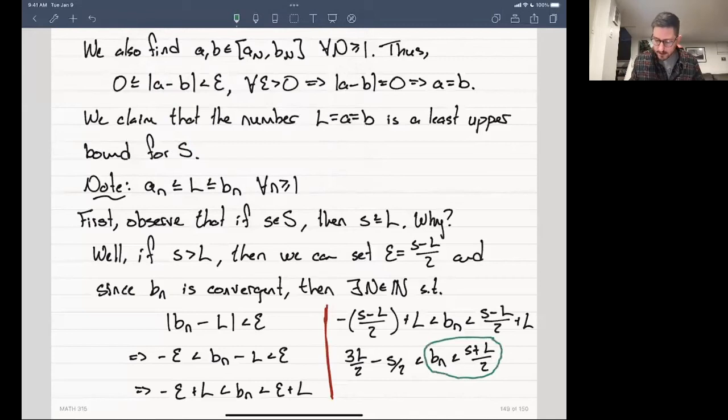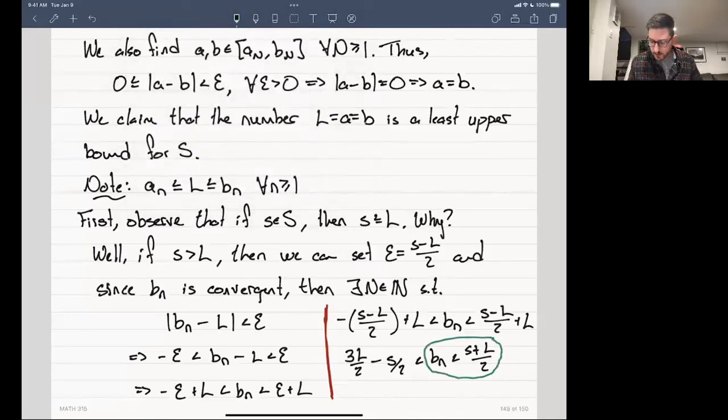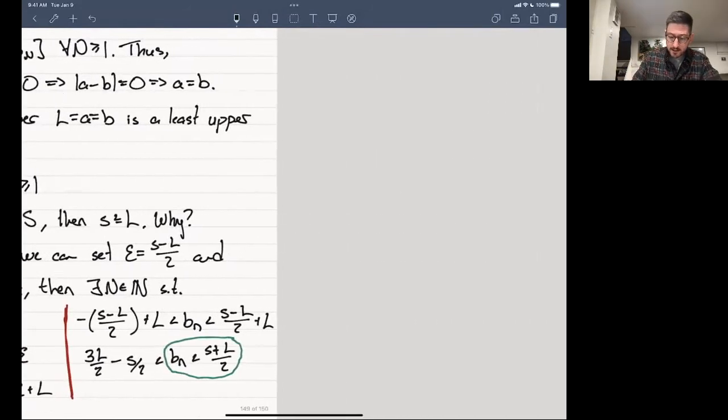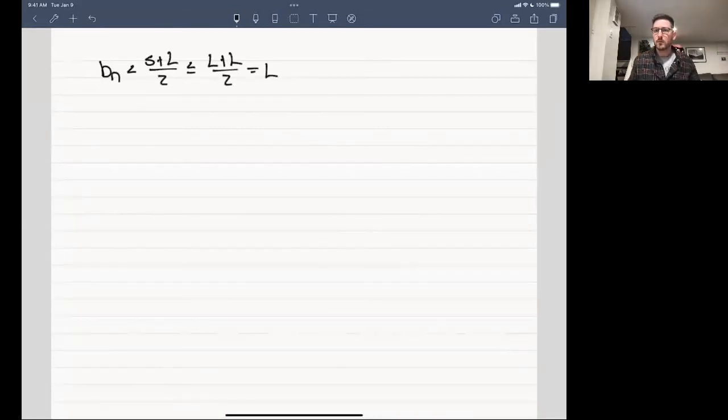This term right here. So what do we know about this term? Well, we know that S is less than or equal to L. And so if I can pull that term onto the next page here, I get Bn is less than S plus L over 2, which is less than or equal to L plus L over 2, which is equal to L. Okay, so what's the big deal? What's the problem with this?